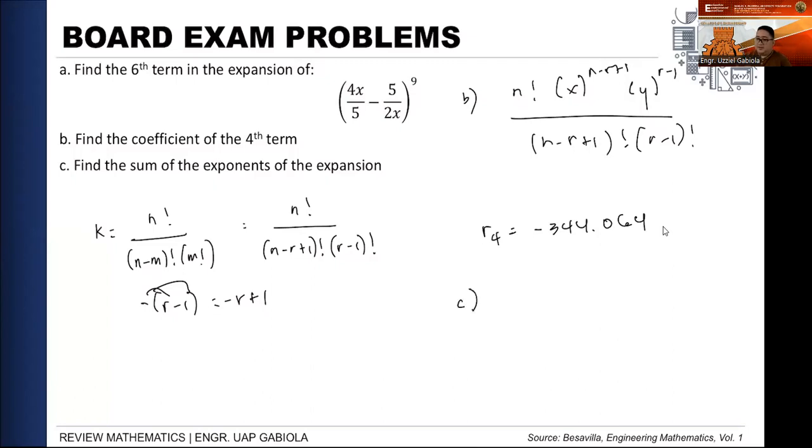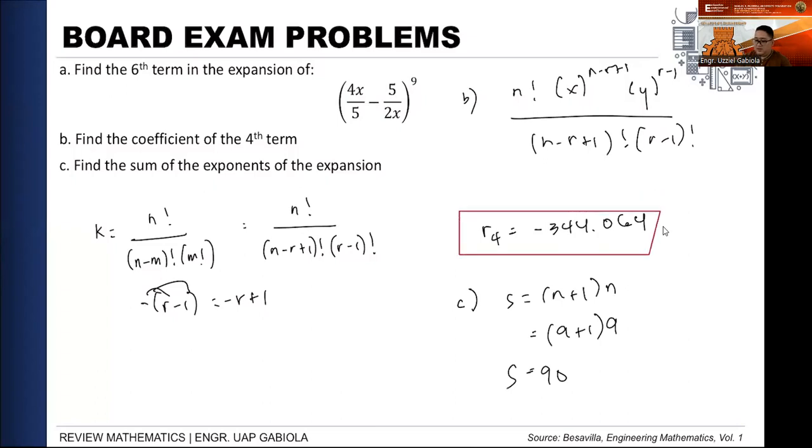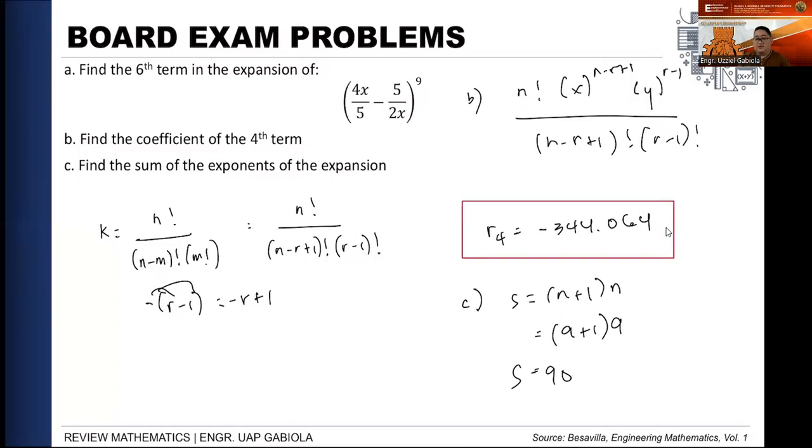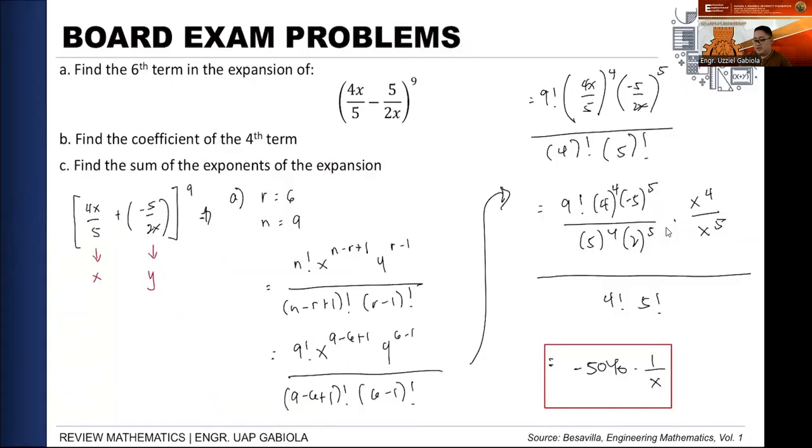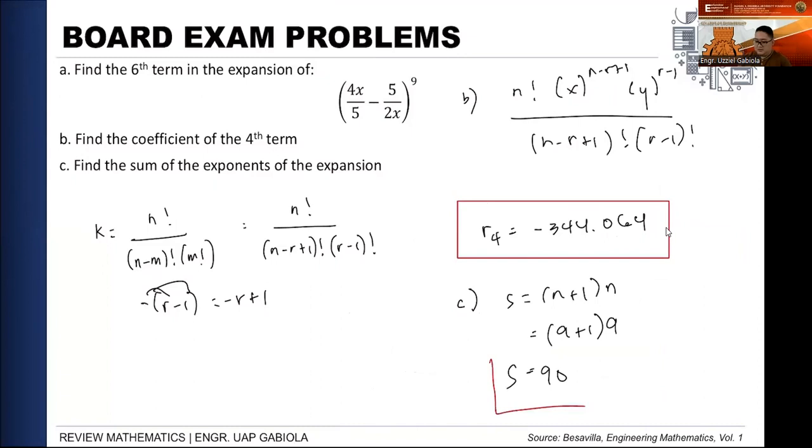Then sa letter C, tinatanong lang is yung sum ng exponent of the expansion, no? So, kung sum is n plus 1 times n, so that will be 9 plus 1 times 9. That is yung sum natin is 90. So again, check nyo na lang dito sa letter B kung ano yung magiging answer ninyo. Okay. So, pero following lang the same concept nitong first one natin, na solution, no? Kaya hindi ko na siya i-detail. Then yung sum natin will be equals to 90. Okay. Question dito before we proceed.